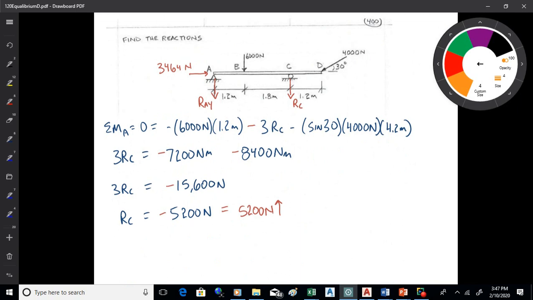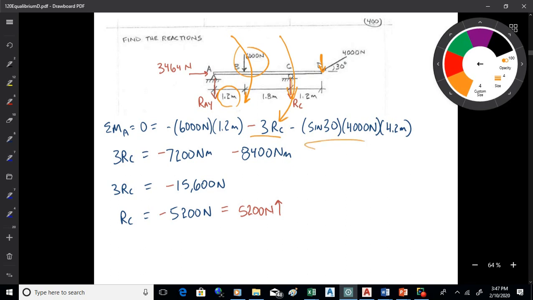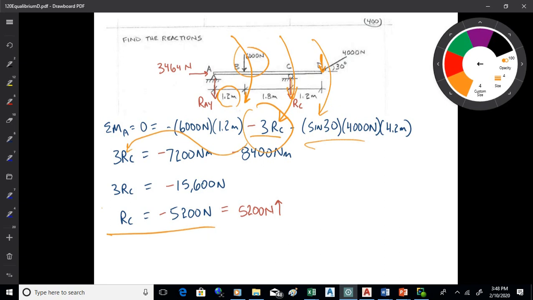All right, and so once again, if I do a moment about A with this set of assumptions, I've got 6,000, the moment about A times 1.2, that's negative because it's clockwise. I've got RC acting down, so that becomes negative 3 RC. 1.2 and 1.8 get me 3, clockwise, negative, okay? I've got the sine of 30 times 4,000, that opposite side, so I use the sine, times 4.2. Everything's negative on this. When I bring the negative 3RC to the other side of the equation, it becomes positive. When I solve, it becomes negative 5,200. That means no, it's not down, it's up. That's the meaning of the signs.